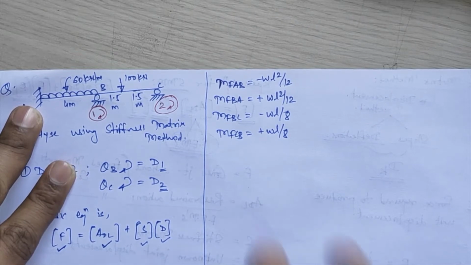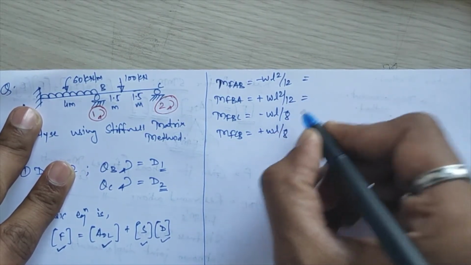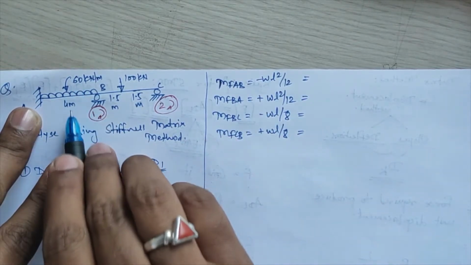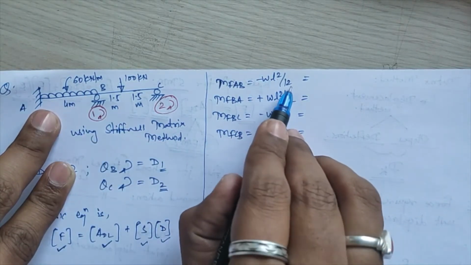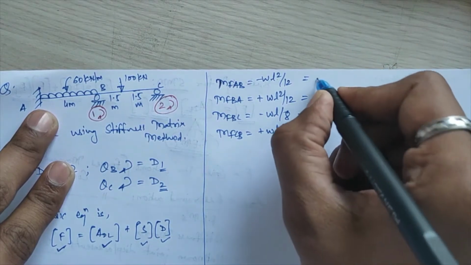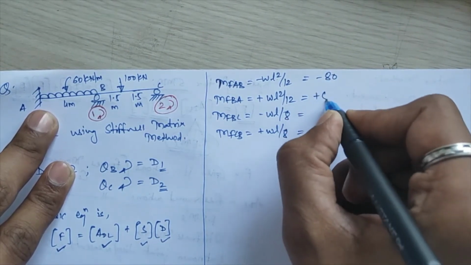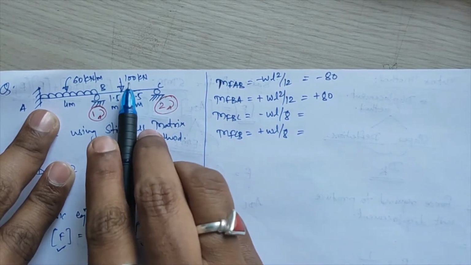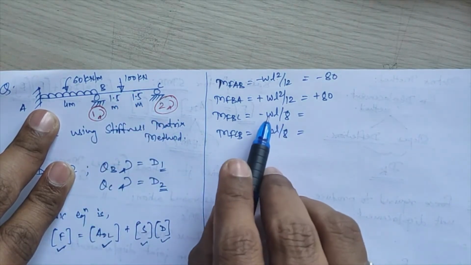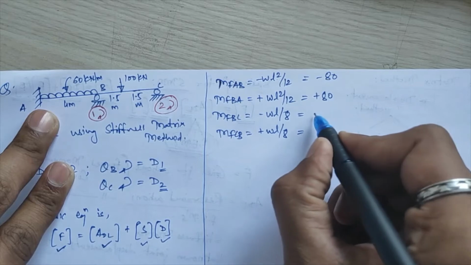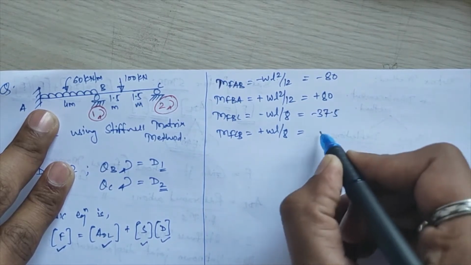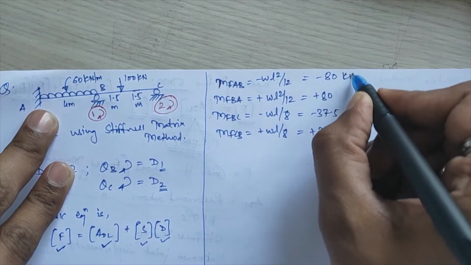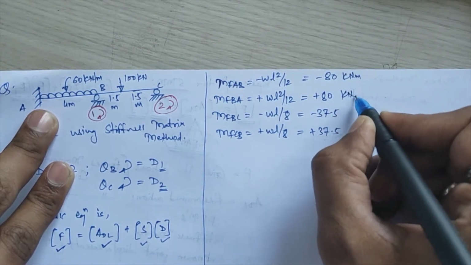Same as in the slope deflection method, we are calculating this. If you calculate these values, for WL square by 12, W is 60 and L is 4 squared, divided by 12. So I have got minus 80 and plus 80. Here for WL by 8, W is 100 and L is 3, so 100 into 3 divided by 8, and I am getting minus 37.5 and plus 37.5, all in kilonewton meter.